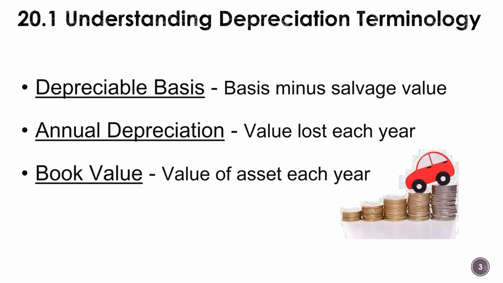And then the book value is what the asset's value will be at the end of each year. So you have the original book value and then you subtract the depreciation. So at the end of the first year, it's worth less than it was at the beginning. The end of the second year, then it loses more, and so on.